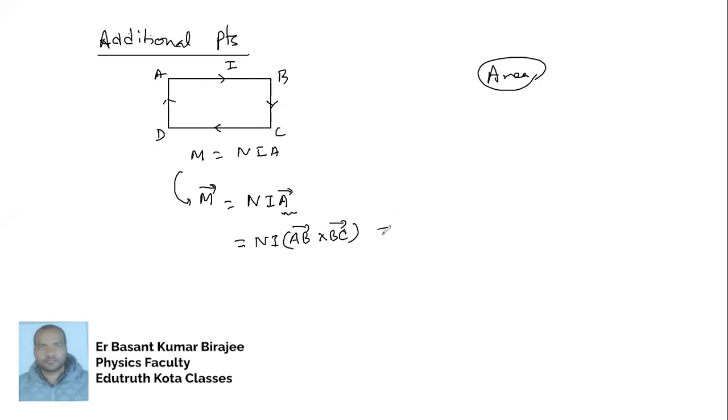Means either you can write this one, or you can write NI and BC cross CD, or we can write NI CD vector cross DA vector. Is it clear? This is how we calculate area vector here.